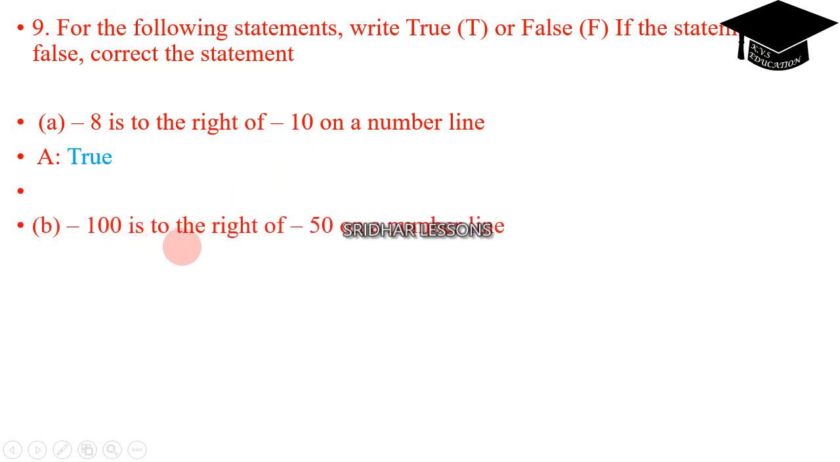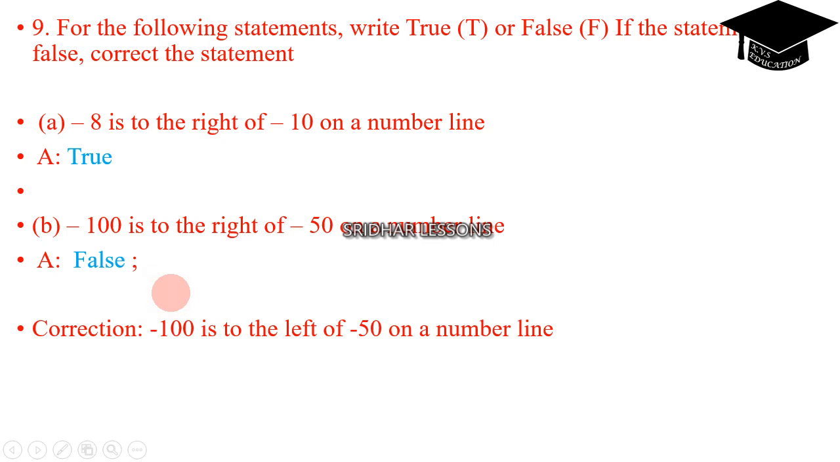Minus 100 is to the right of minus 50 on the number line. False. Tell me students, the reason is minus 100 is lesser. So minus 100 is on the left side of minus 50 on the number line. Bigger values are always on the right side of the given number and lesser, smaller values are on the left side of the given number. That is the thing we have to remember.